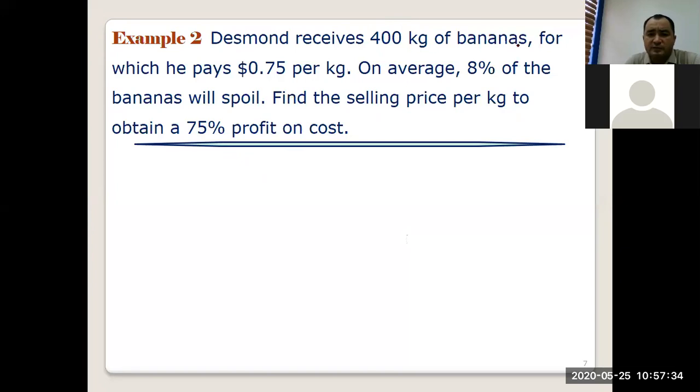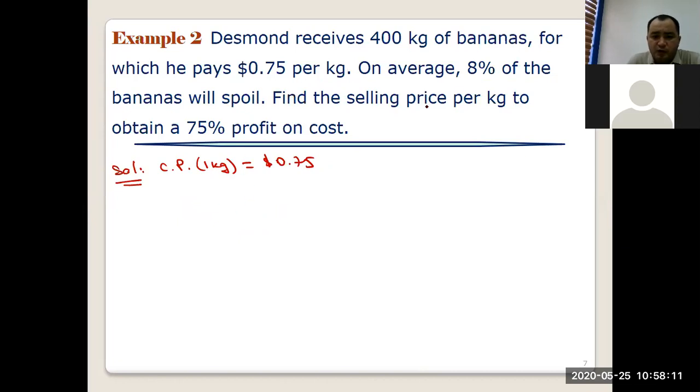Okay, 400 kg of bananas, for which he pays... Let me write the solution here. The selling price of 1 kg, first our cost price of 1 kg, how much is it? It is $0.75. On average, 8% of the bananas will spoil.